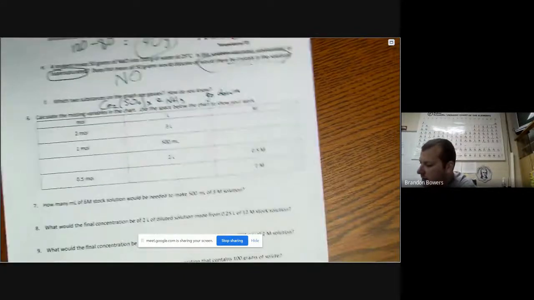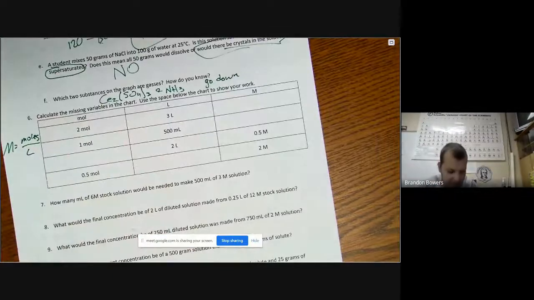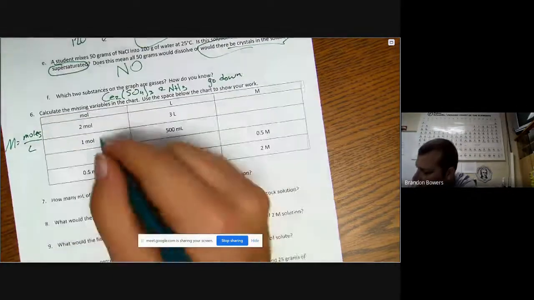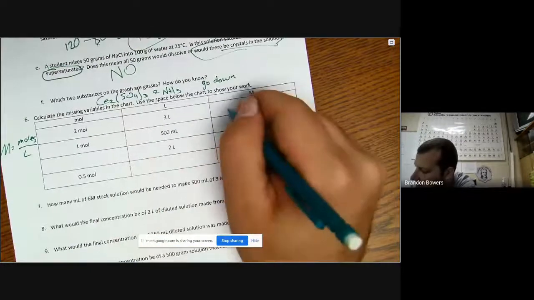All right, so in the next ones, we're going to have the molarity equation. Molarity is equal to moles over liters. So in my first one, you're just going to take the moles divided by the liters. So 2 divided by 3, which is 0.6 repeating.